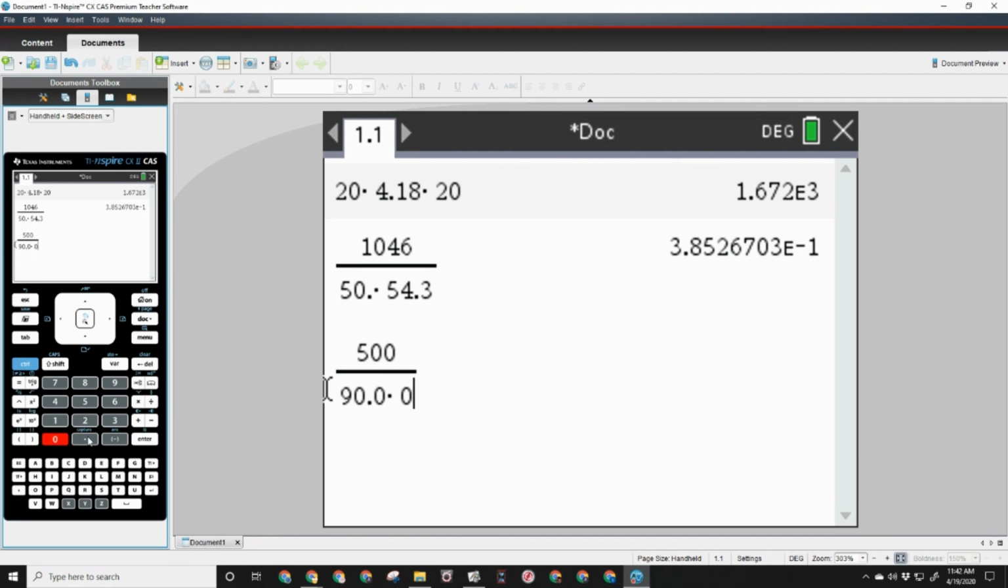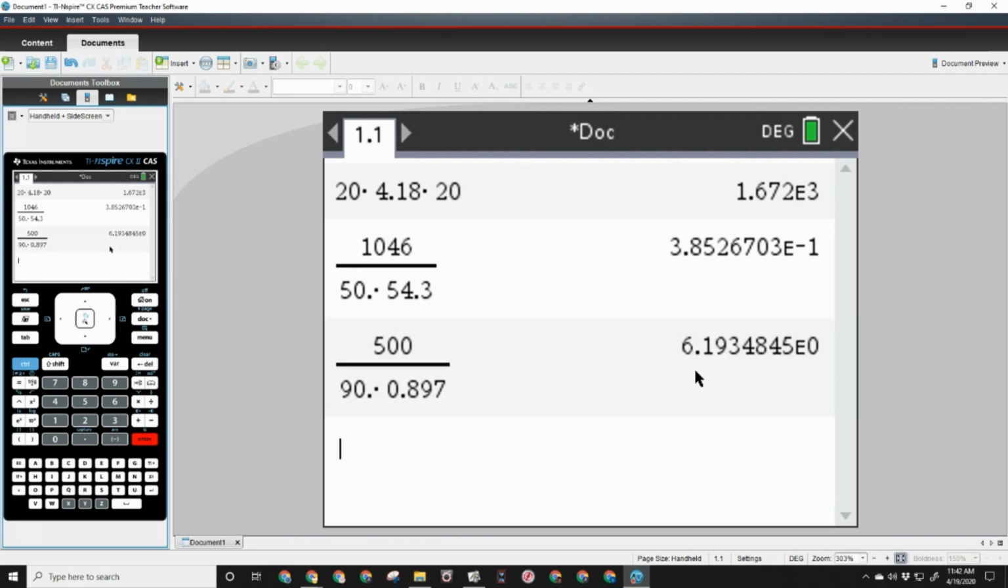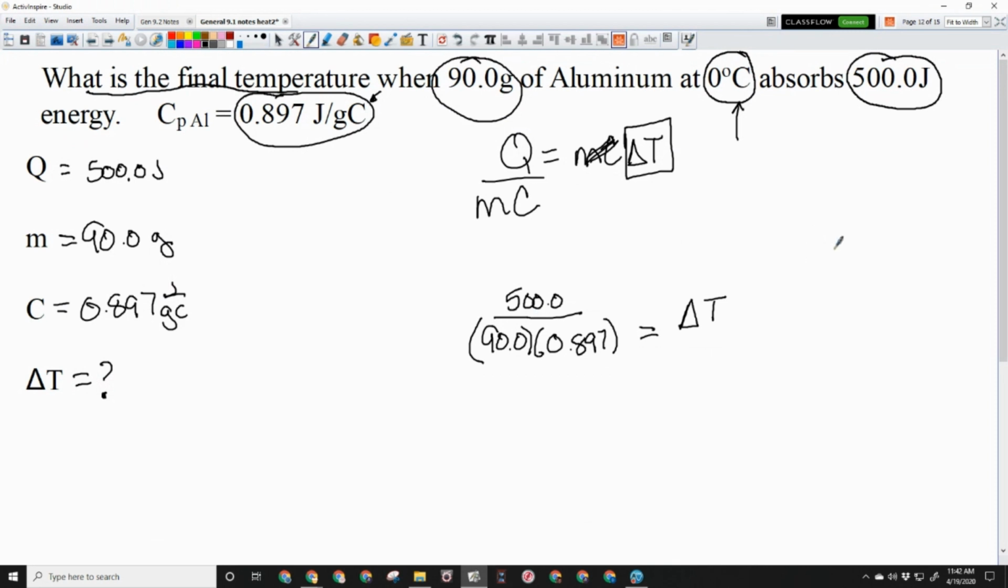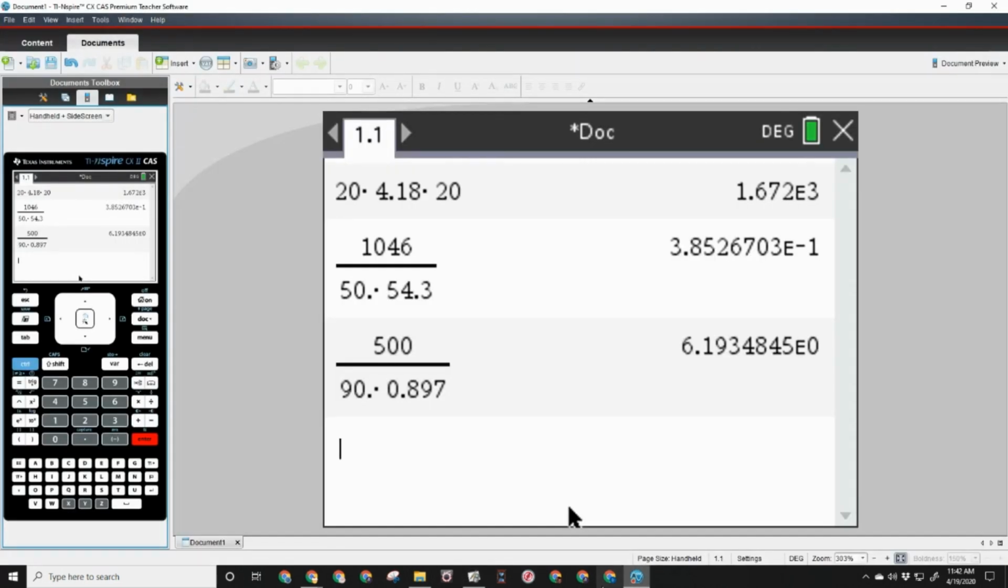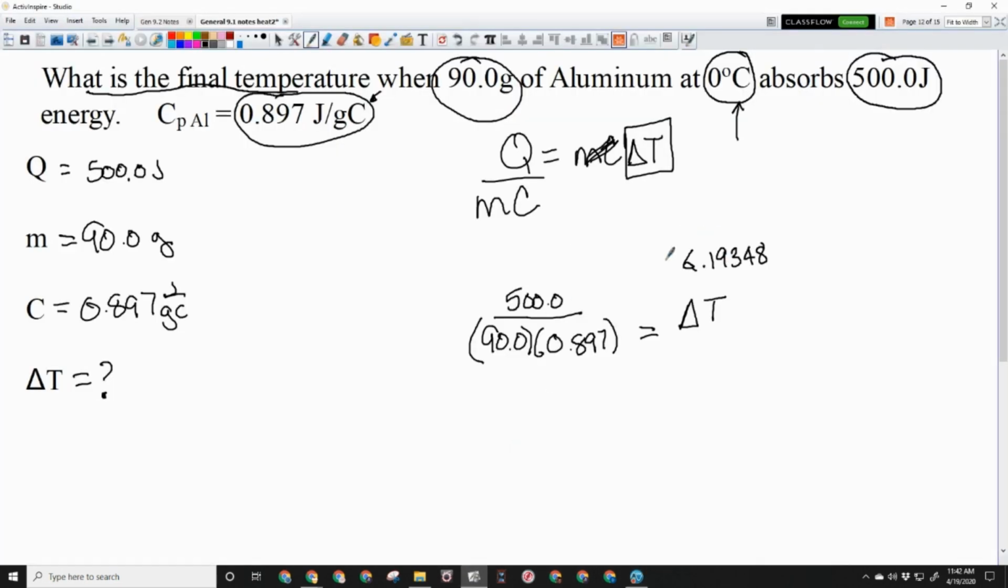times 0.897. All right, we're going to get 6.19348. Okay, 6.19348. Is that right? 6.19348. 1934.8. Okay, good. Just verify.